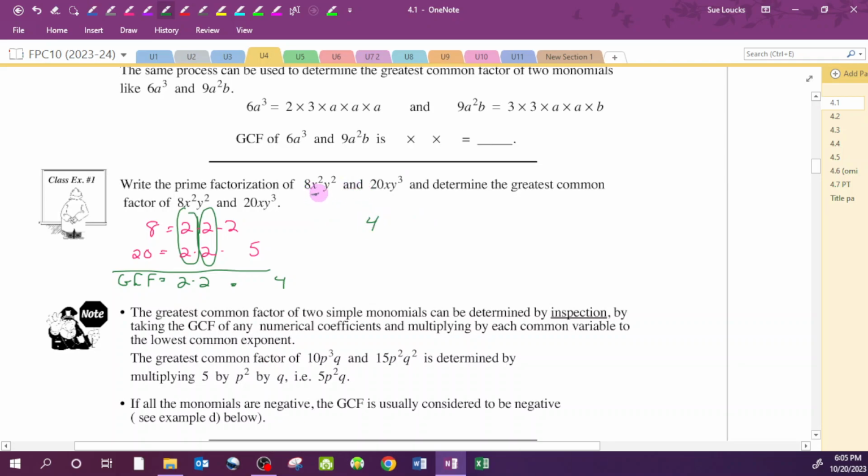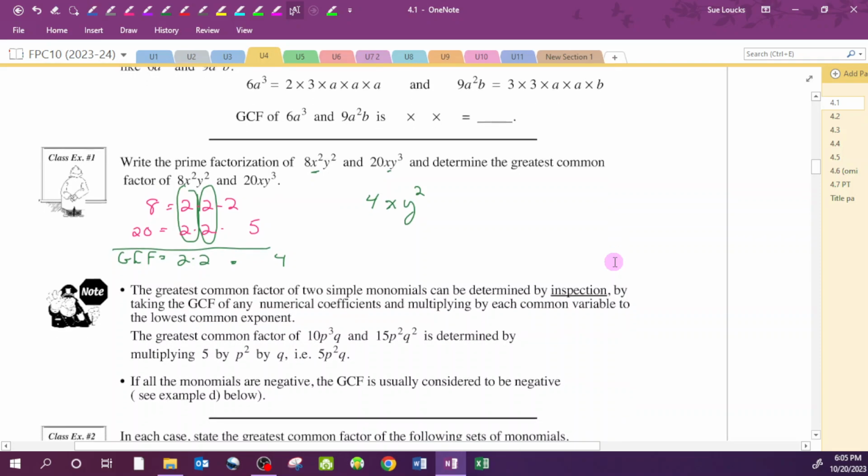And then I look at the x squared and the x, and what's the highest degree that both of them have, and that would be x to the 1. So that's going to be x, just x. And this has got y squared, and this has got y cubed. So the smaller of those is y squared. There you go. There's the greatest common factor. I guess I just did it by inspection.